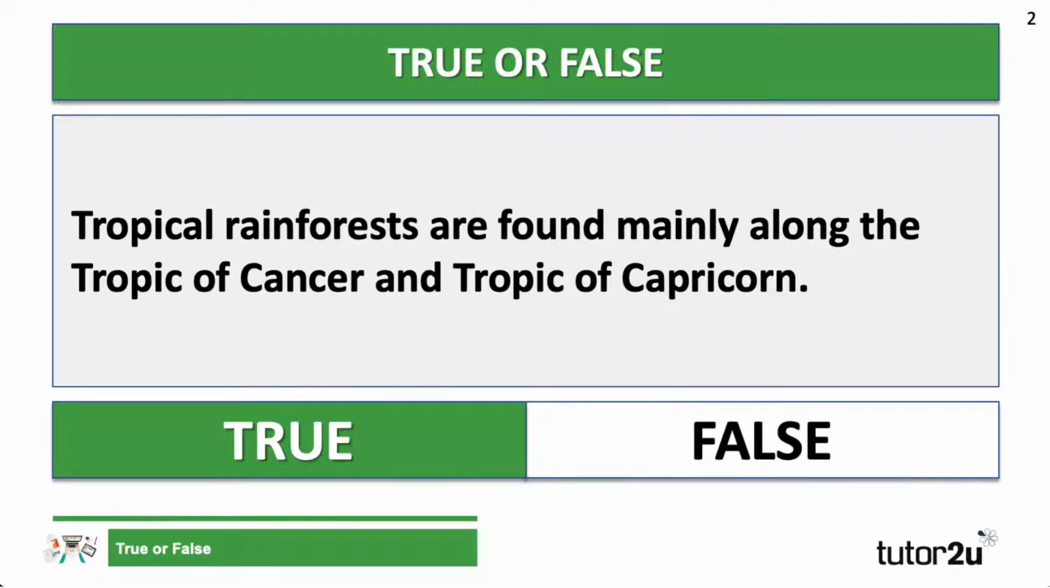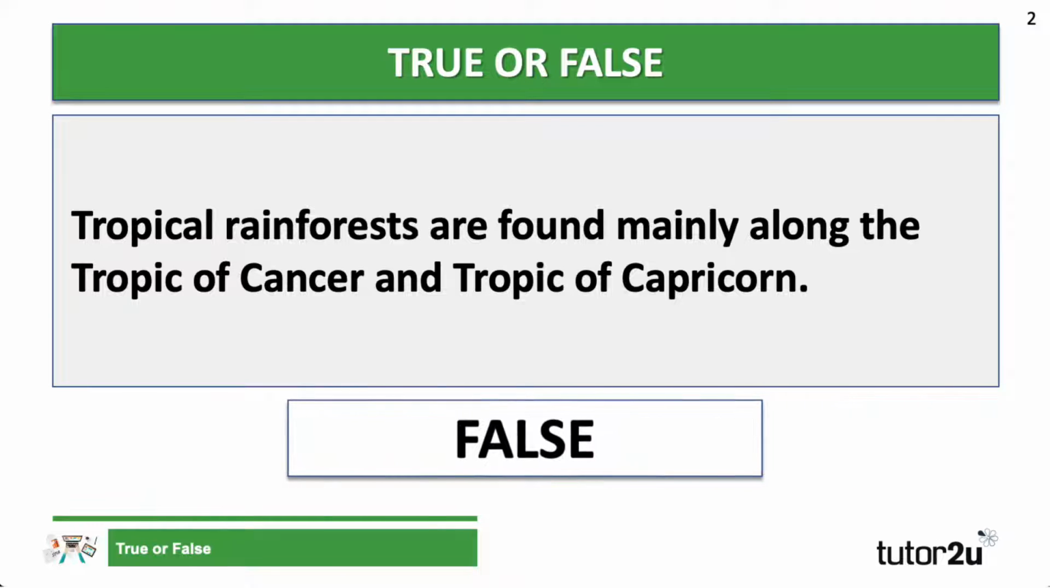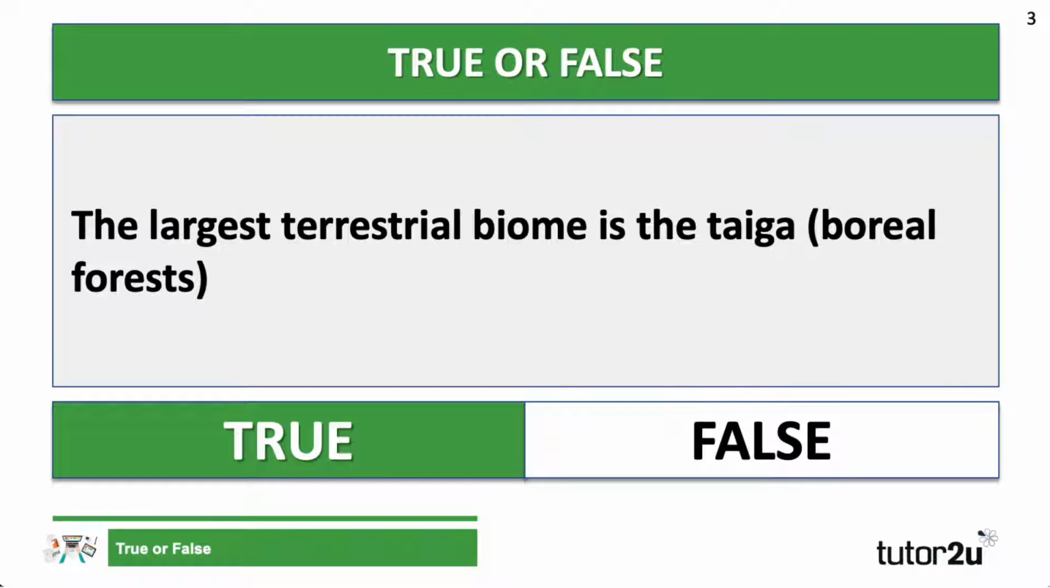Okay, let's have a look at the second true or false. The statement is tropical rainforests are found mainly along the Tropic of Cancer and Tropic of Capricorn. Would that be true or false? Jot your ideas in the chat. Okay, let's have a look at the answer to that one. That is also false. Tropical rainforests tend to be found near to the equator, between 10 degrees north and 10 degrees south.